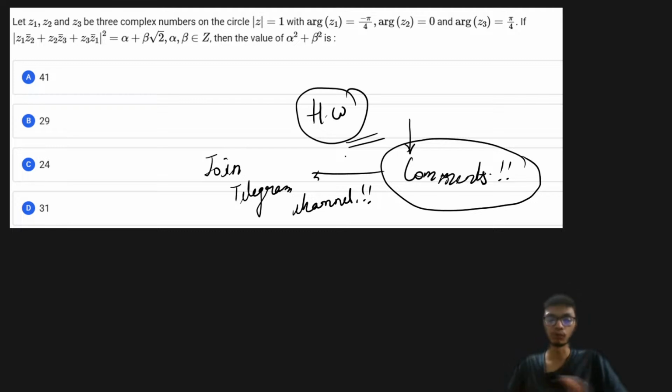I hope this is clear to all of you. With this, we are almost done solving the important questions from the complex number part. If you have any slight question, you can definitely put it up in the comment section as well.